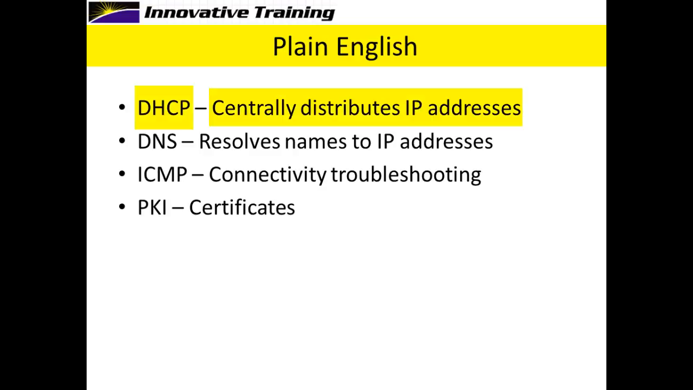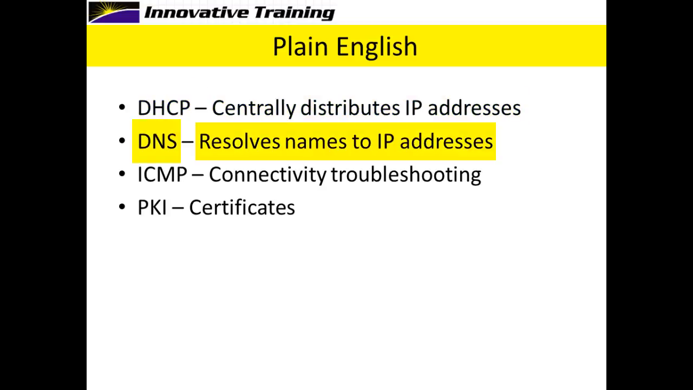For DHCP, I'm going to put down centrally distributes IP addresses. That's what it does. It gives out IP addresses. And DNS, what does that do? It resolves names to IP addresses. I put in www.yahoo.com and I get back an IP address. ICMP is used for troubleshooting. Connectivity troubleshooting. It's got the ping command in there, trace route, but that's what it does. It's used for troubleshooting. And PKI, that's just a fancy name for certificates.